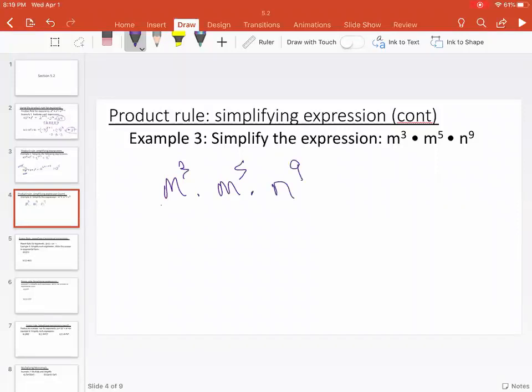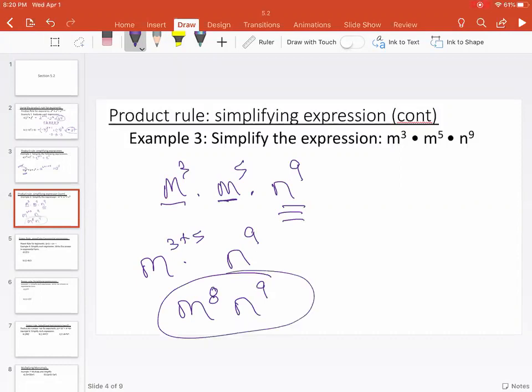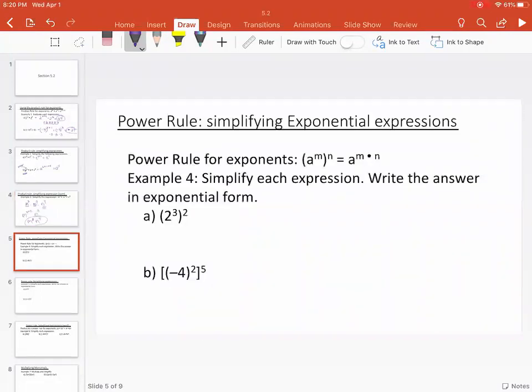On this one, you see these are both m, but this one isn't. So I can add my m's, but I cannot add the n to it. So I have m to the 8th, n to the 9th. Okay? The next rule is when you have a power to a power.